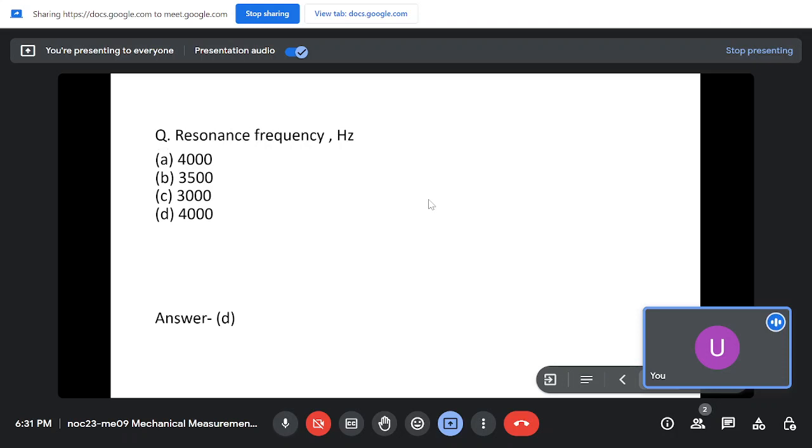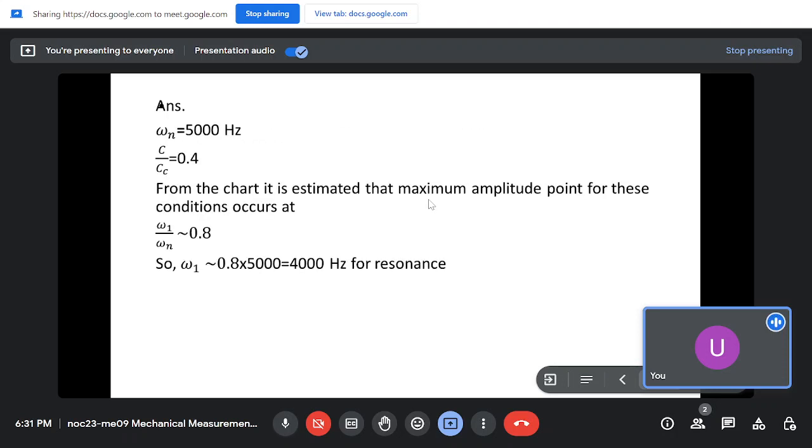So for the resonance frequency, we know the natural frequency is 5000 hertz and the damping ratio is 0.4. From the chart we know the maximum amplitude comes at 0.8. So the frequency ratio is 0.8. This is an approximate value, we don't know the exact value, so from the chart we approximate it to 0.8. We know the natural frequency, so 0.8 times the natural frequency will give you the frequency of the system when it's operating. So 0.8 times 5000 is 4000 hertz. So 4000 hertz is the resonance frequency of the system.